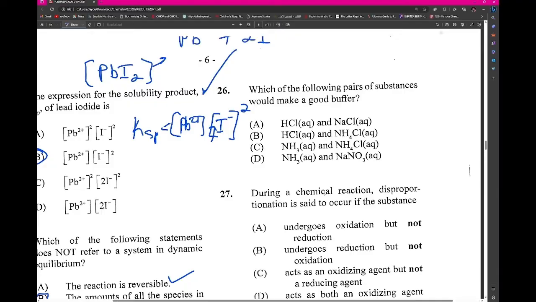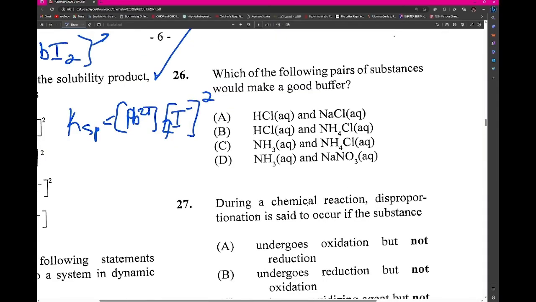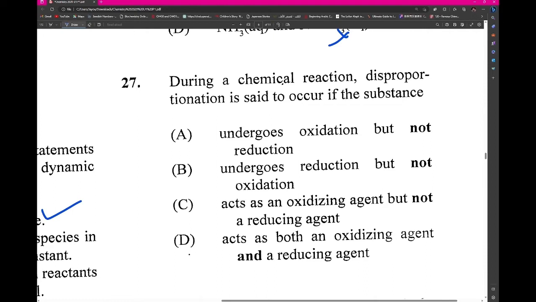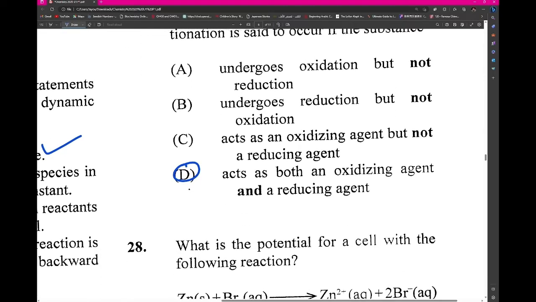Alright, which of the following pairs of substances would make a good buffer? These are strong acids. Alright, this would make a good buffer. C. During a chemical reaction, disproportionation is said to occur when a substance both oxidizes and reduces. It's both an oxidizing and reducing agent, right?